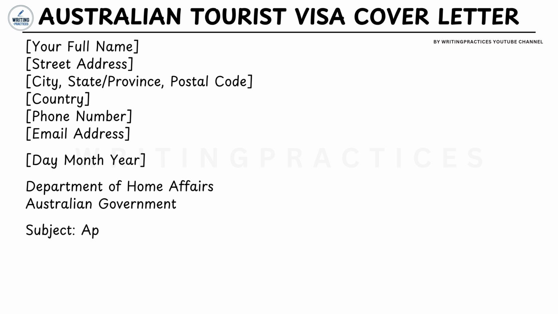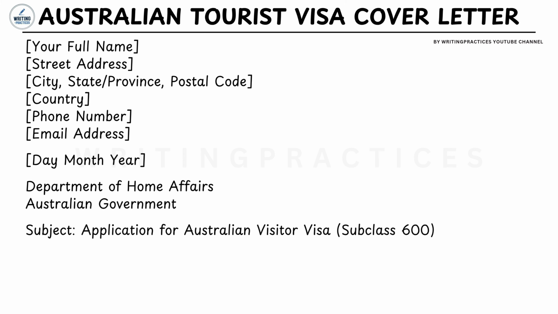Subject line. Write the visa type clearly. Example, subject, application for Australian visitor visa, subclass 600. This immediately tells immigration officers what type of application your letter supports. It helps organize your documents during processing. Always include the correct visa subclass.